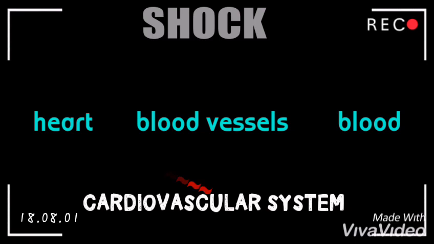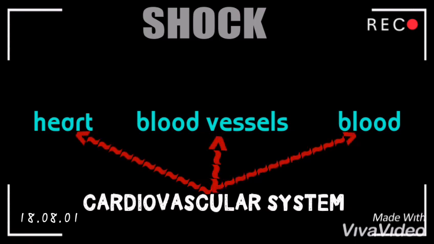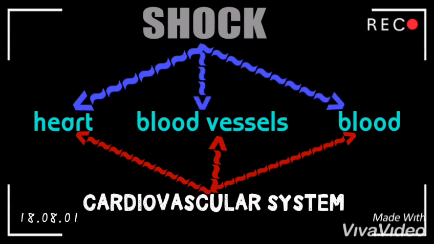It is also important to know that shock is a condition affecting the circulatory system, which is the cardiovascular system. The cardiovascular system comprises the heart, blood vessels, and blood. So shock is due to any impairment of the heart, blood vessels, and blood. If the heart is not functioning normally, like it's failing to pump blood, this can lead to shock because the body will not be receiving the oxygen and nutrients it needs in the blood to function normally.